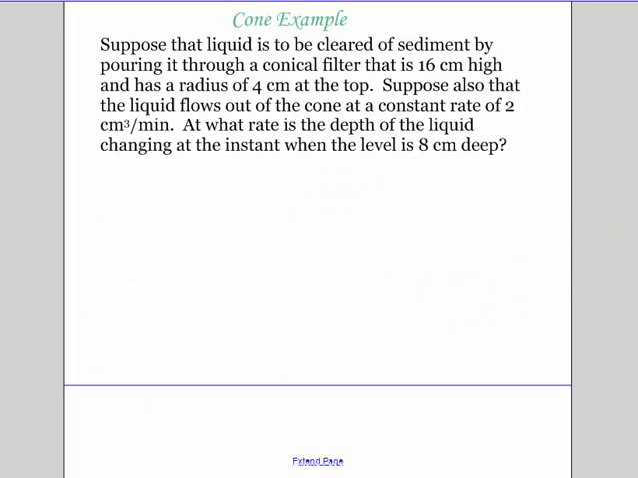So this is a cone example, and a lot of the cone examples are very similar. Suppose that liquid is to be cleared of sediment by pouring it through a conical filter that is 16 centimeters high and has a radius of 4 centimeters at the top. Suppose that liquid flows out of the cone at a constant rate of 2 centimeters cubed per minute. At what rate is the depth of the liquid changing at the instant when the level is 8 centimeters deep?